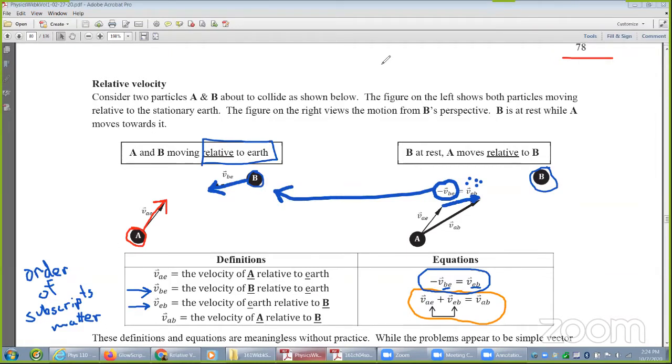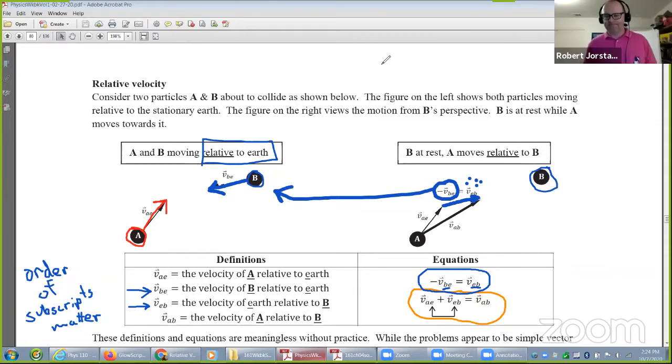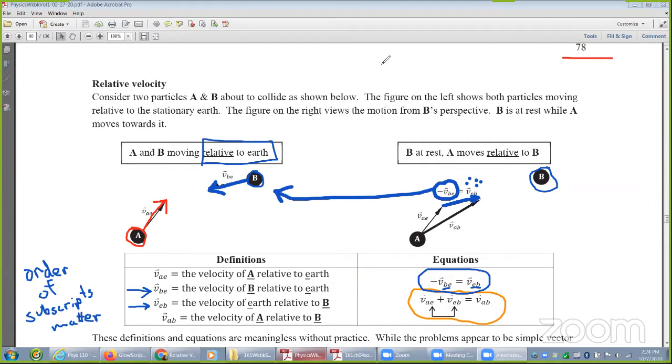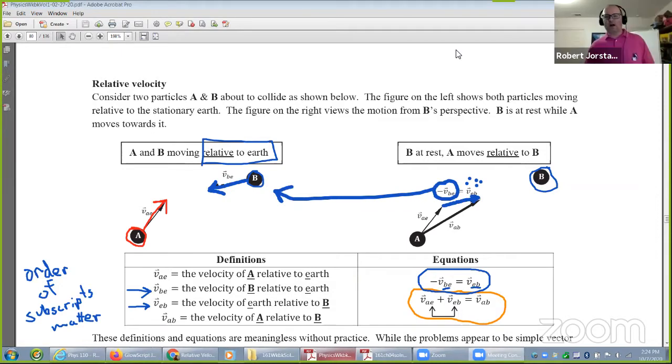Now, so why would you go through that trouble? Why couldn't you just subtract VBE from VAE? If I have VAE minus VBE, it's the same thing. You could. And so I'll tell you why right now. This is why I do it.